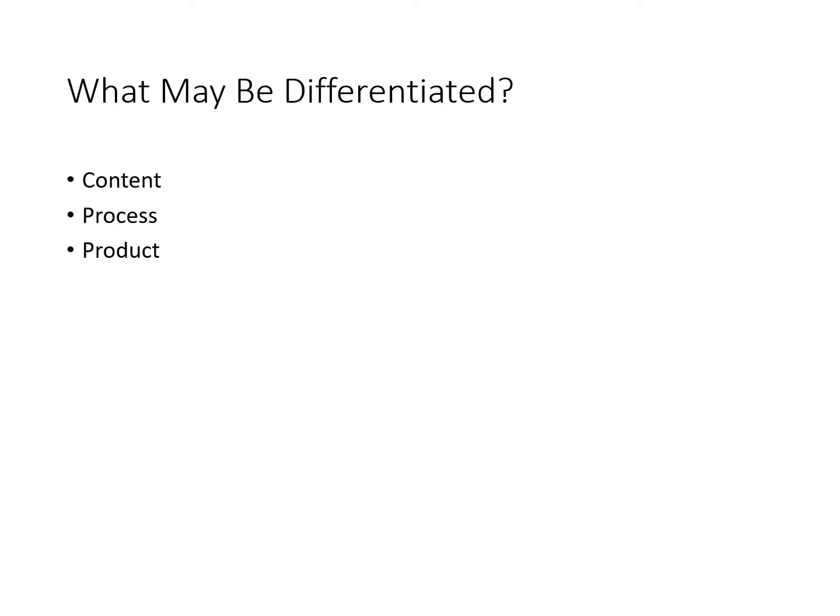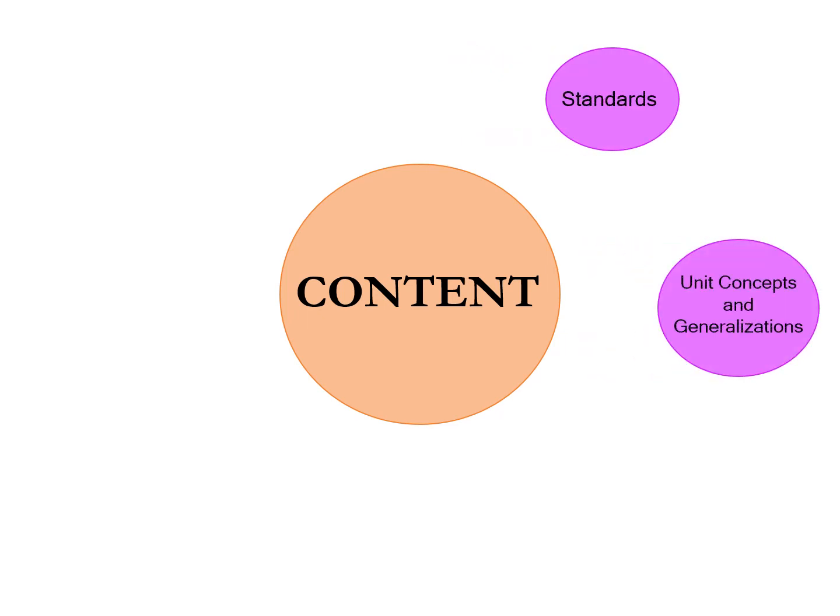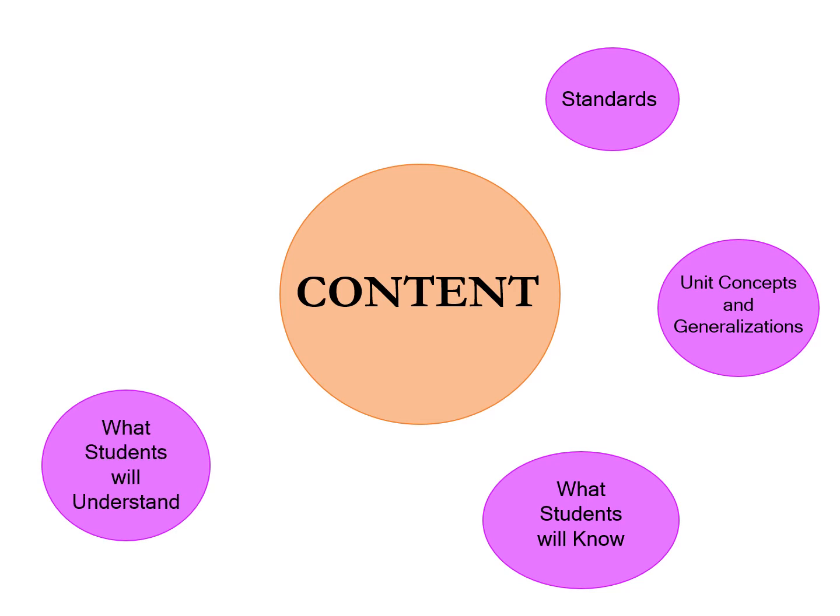So once you pre-assess and form your groups, it's time to think about what may be differentiated. In other words, you have to do something different for the groups. Well, you can do that in content, process, or product. So content, what is that? It's having different students work on different standards, having them work on different concepts. It's about what students will know, what they will understand and be able to do. So the actual content can be made more challenging or less challenging.